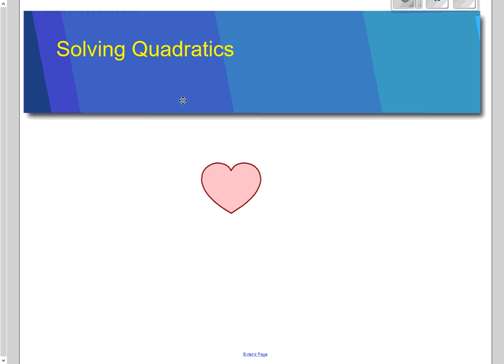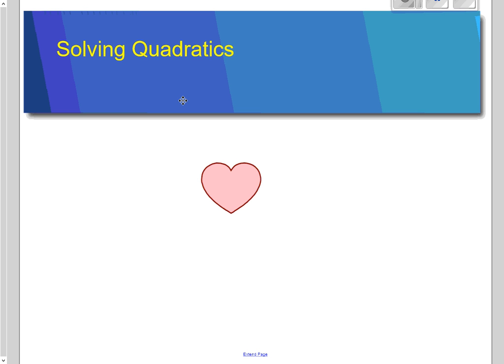But sometimes some of our questions don't ask us to actually get the vertex. They want to know what the actual x-intercepts are. So when you see something that says solving quadratics, the word solving means what value for x makes it true? And in this case, it's your x-intercepts. So that's what we'll be looking for.